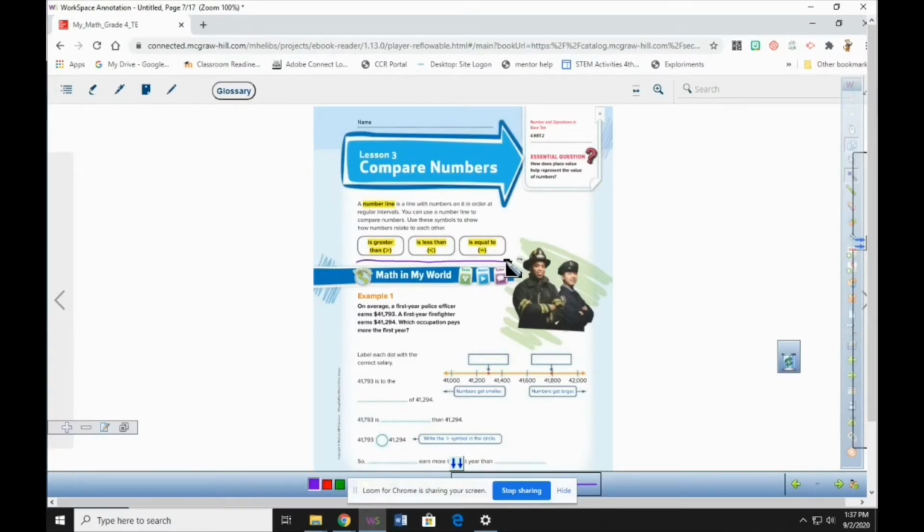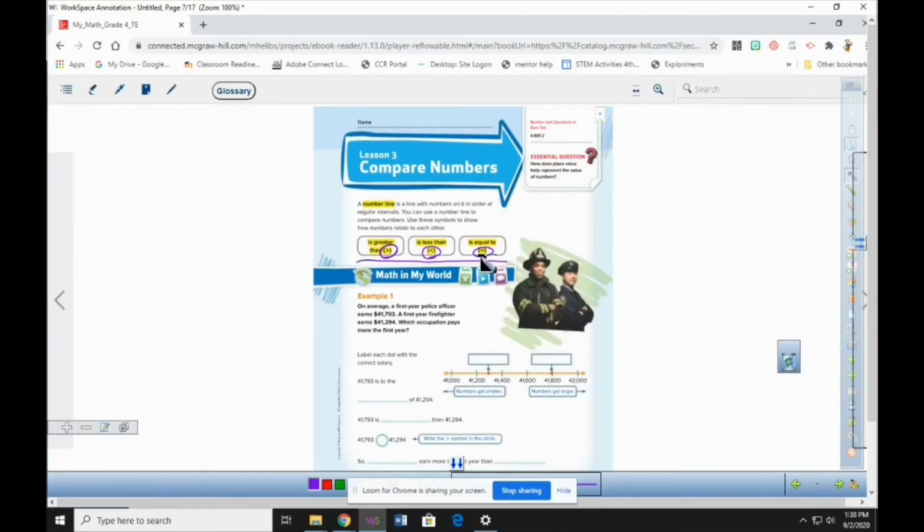For most of our work today, you only need to do those symbols. You don't have to write the words. So let's look at example 1. On average, a first-year police officer earns $41,793. A first-year firefighter earns $41,294. Which occupation pays more the first year?